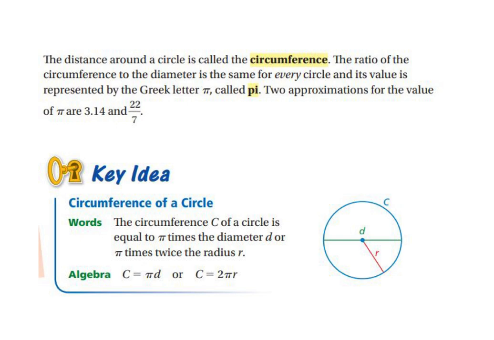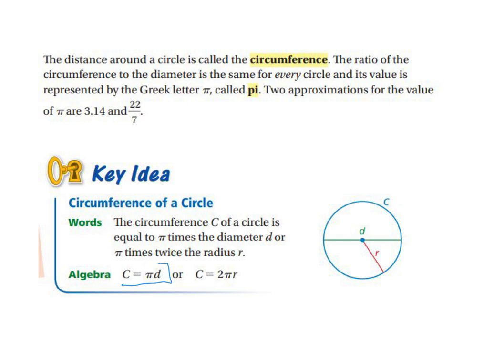The next part of the lesson is to understand circumference. Circumference is the distance around a circle. The ratio of the circumference to the diameter is the same for every circle, so there is a proportional relationship here. Its value is represented by the Greek letter pi, and we know that is 3.14. So the circumference C of a circle is equal to pi times the diameter, or pi times twice the radius.